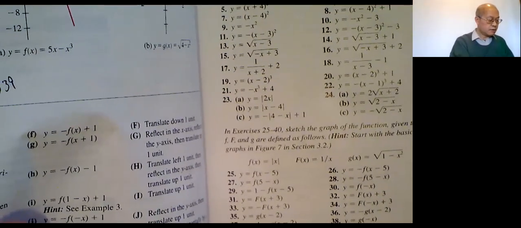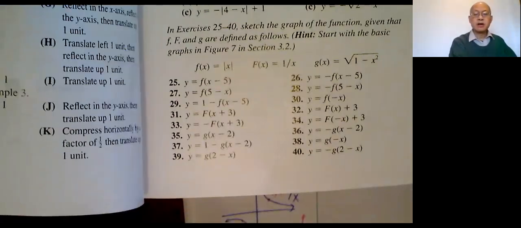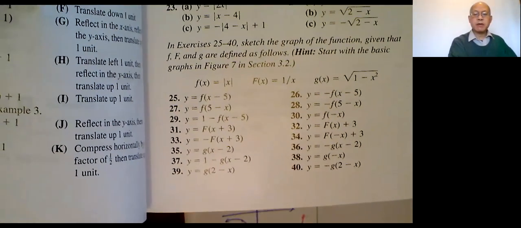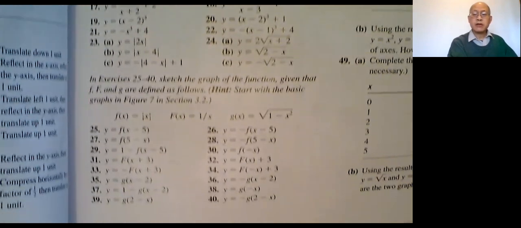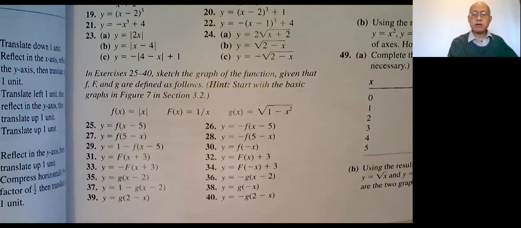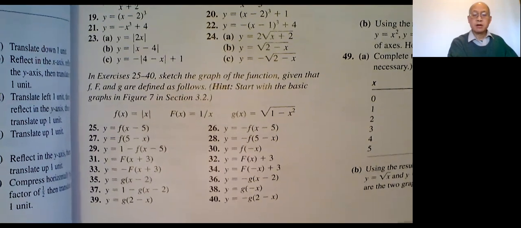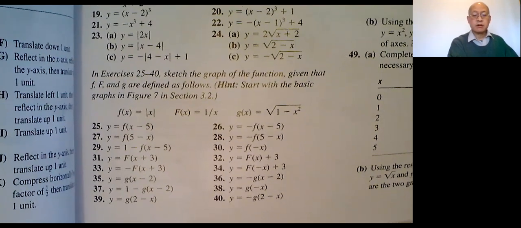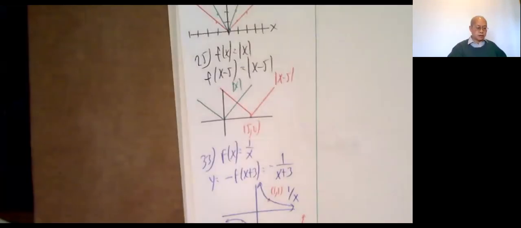Okay, then let's see. I'll show you 35. G of x minus 2. G of x is the square root of 1 minus x squared. Okay, and then once I do that, I'll talk about 37 also. Okay, and then I'll be done.